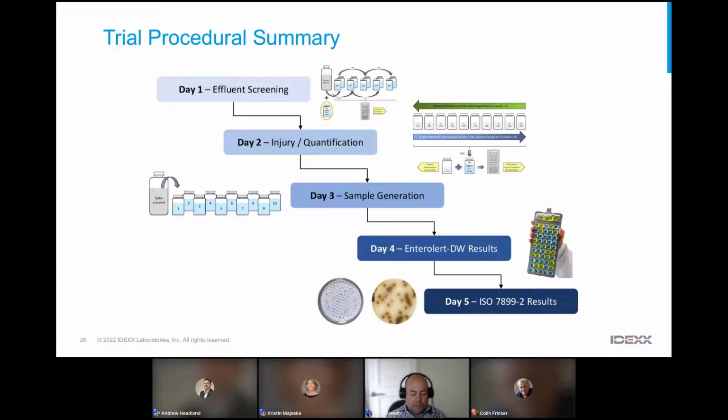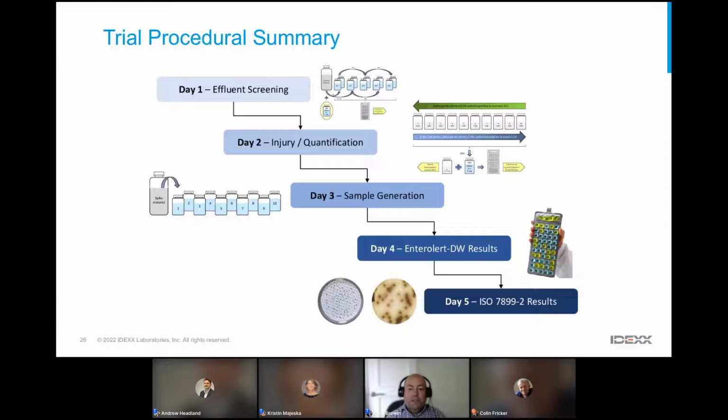The whole process is pretty labor intensive, so we're always grateful when labs are willing to work with us. On day one, the effluent is screened, so we know the concentration of Enterococci in the effluent sample. Day two, we'll take them through a chlorine injury procedure, and then they're screened again so we can determine the log reduction in Enterococci in that chlorinated sample.